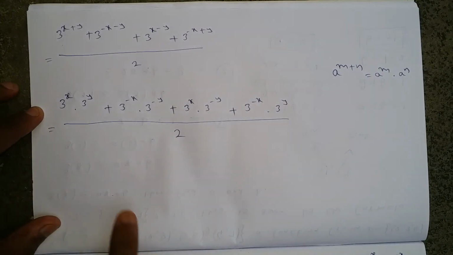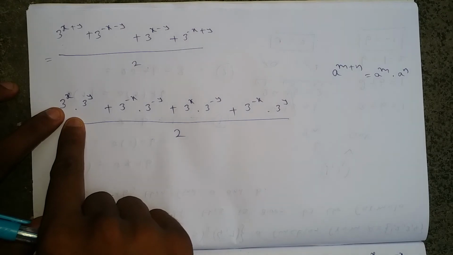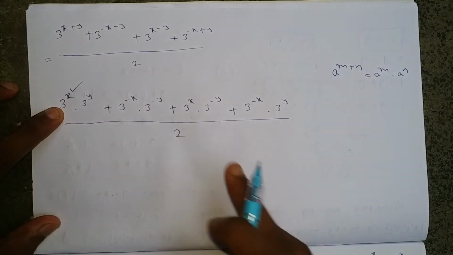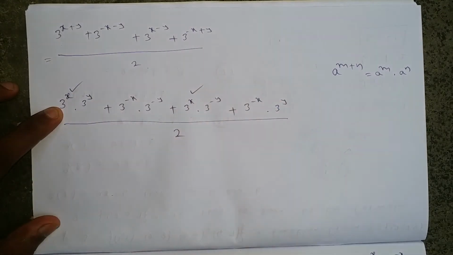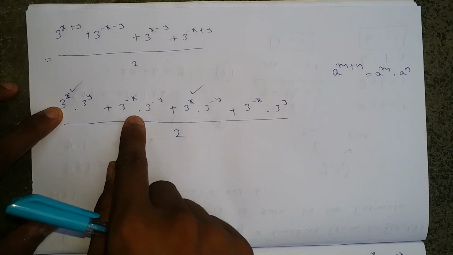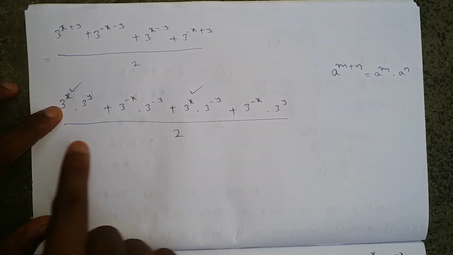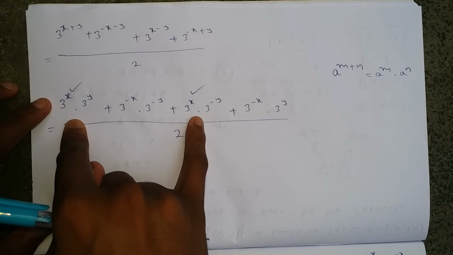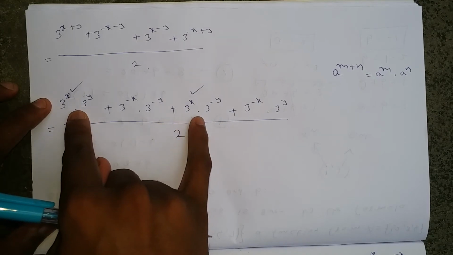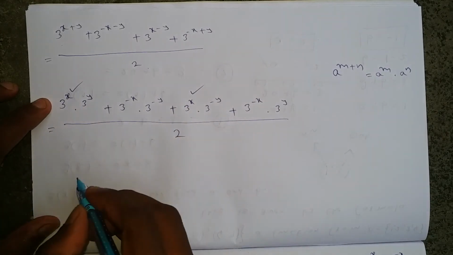Now if we observe, in the first term 3 power x is there, in the third term 3 power x is there. Again here 3 power x is not there, here also 3 power x is not there. So from the first term and third term I will take 3 power x common.